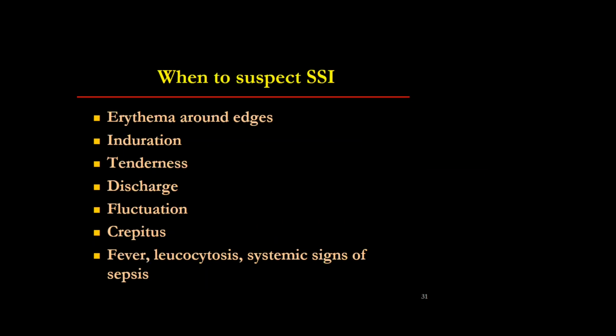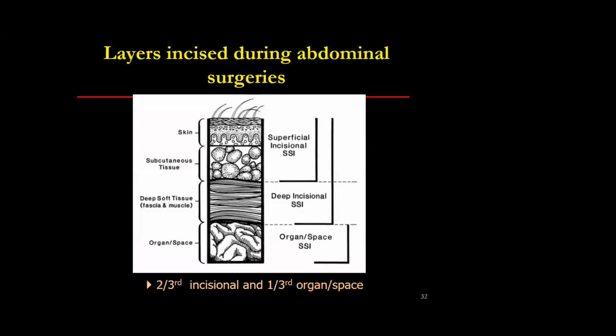I'll get into it. Now, when to suspect a superficial surgical site infection? If you see any erythema, induration, tenderness, any discharge, any fluctuation, any crepitus around the wound, this is not a good sign. But in a surgical patient, finding a crepitus should not necessarily raise a red flag. Of course, you can call us, but in any patient post-laparotomy, you can have some amount of crepitus around the wound edges, which may not be very ominous at all. And some surgical site infections can have systemic manifestations with fever, leukocytosis, and systemic signs of sepsis.